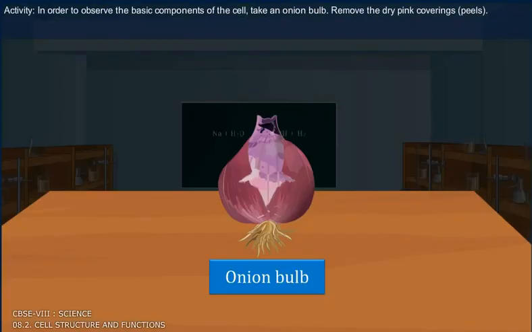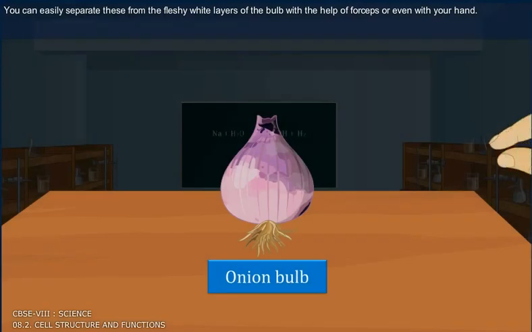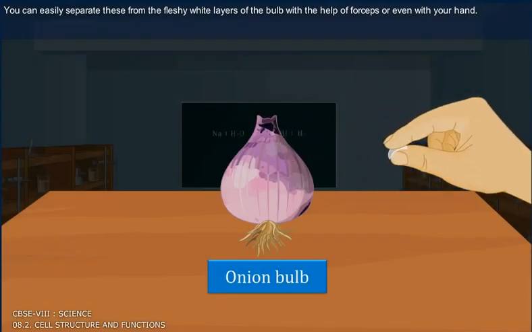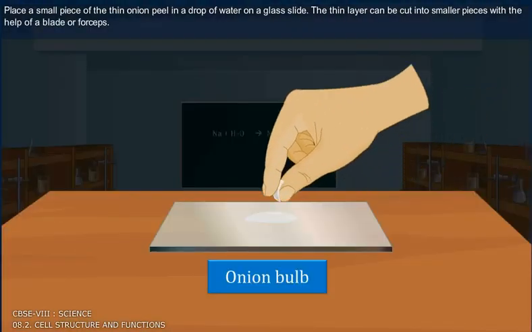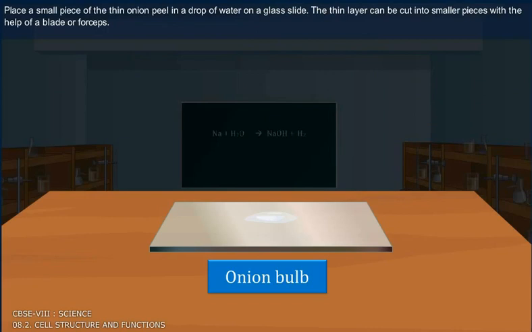Activity. In order to observe the basic components of the cell, take an onion bulb. Remove the dry pink coverings, peels. You can easily separate these from the fleshy white layers of the bulb with the help of forceps or even with your hand. Place a small piece of thin onion peel in a drop of water on a glass slide.